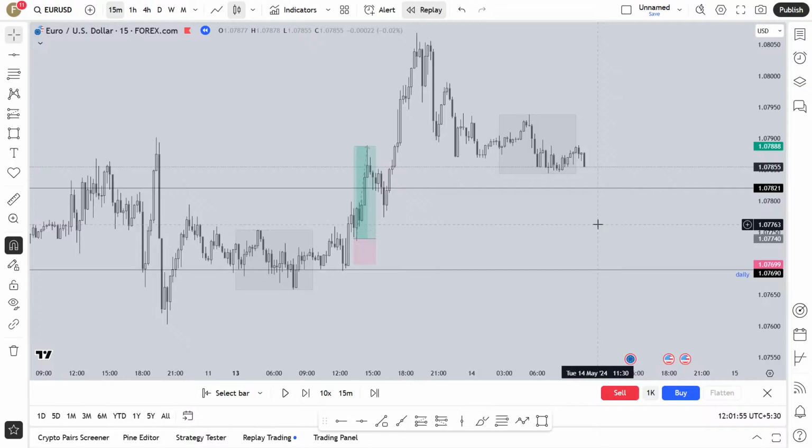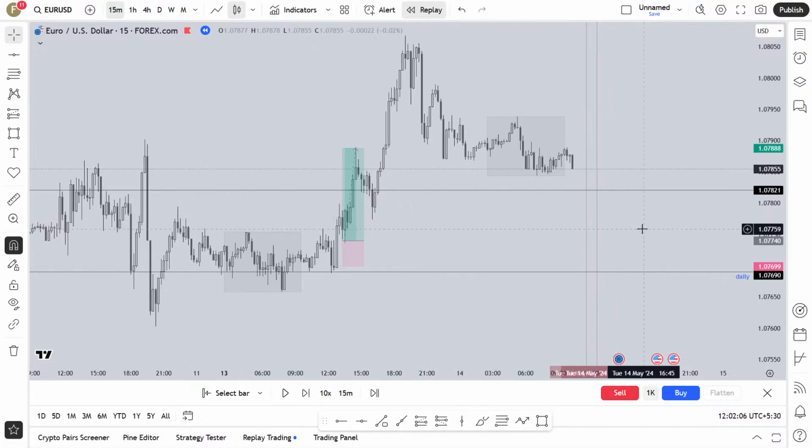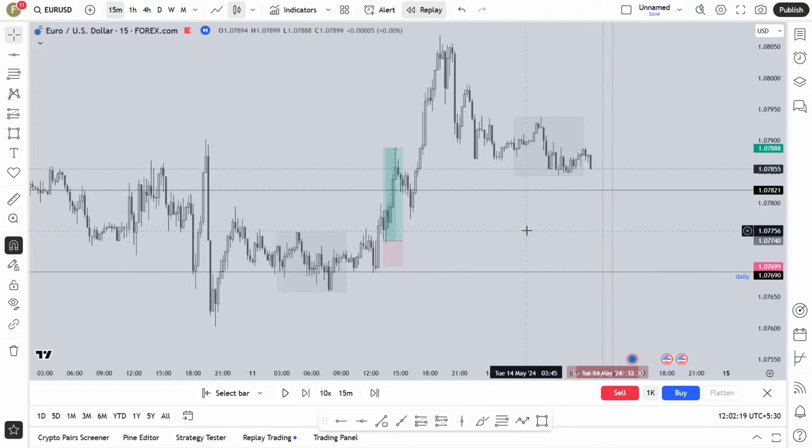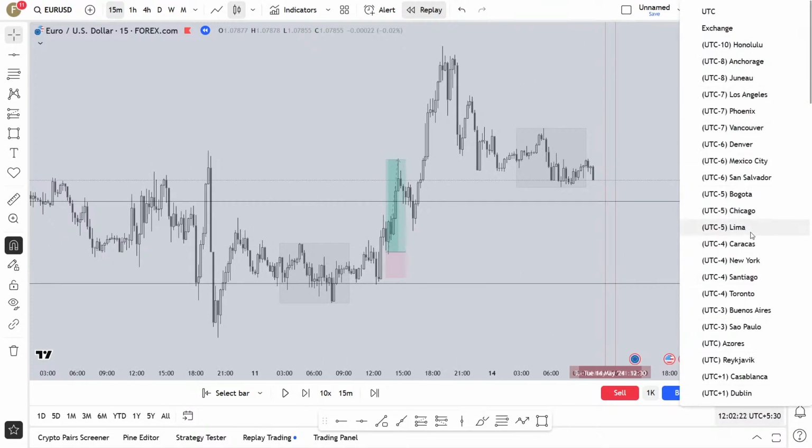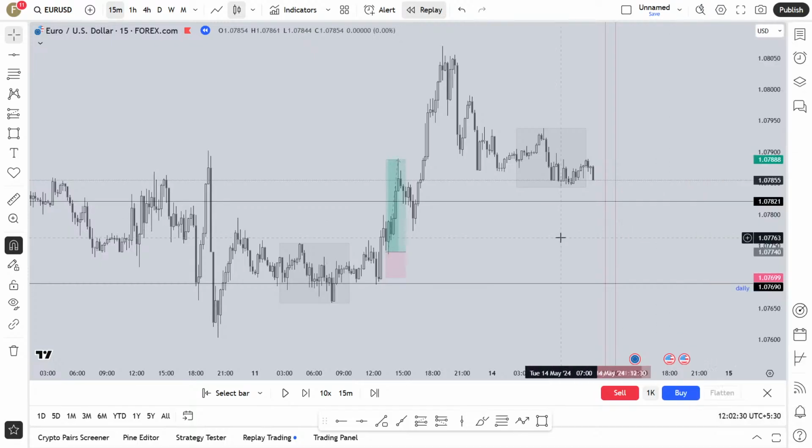Go back. So we draw the vertical line like 11:30, and it is 12:30. The London session will open at that time in my time zone, as I'm living in India. So in India the time zone is different from your country, so you can find that out for yourself. You can change that from here, whether you're in London or Toronto or New York or Lima or Vancouver, wherever you are, you have to find that by yourself.